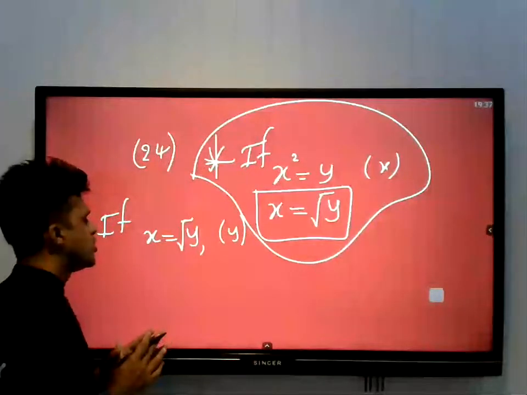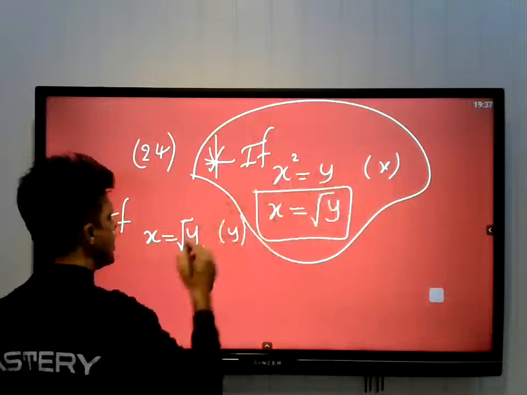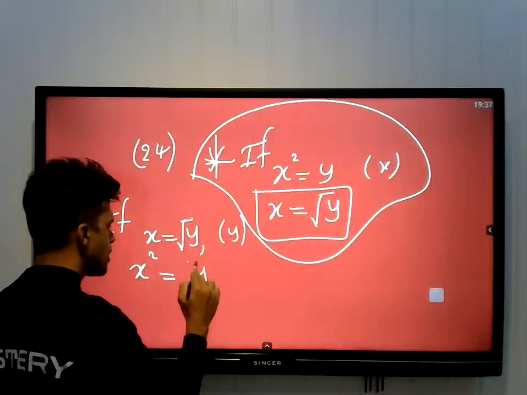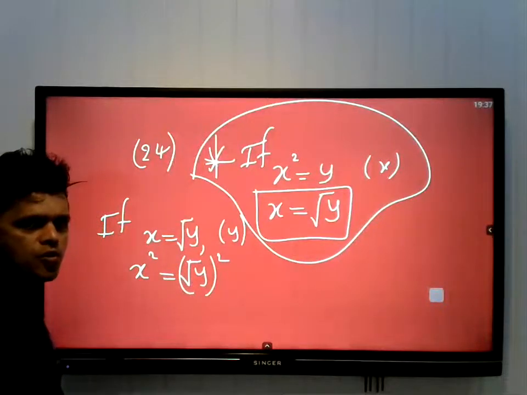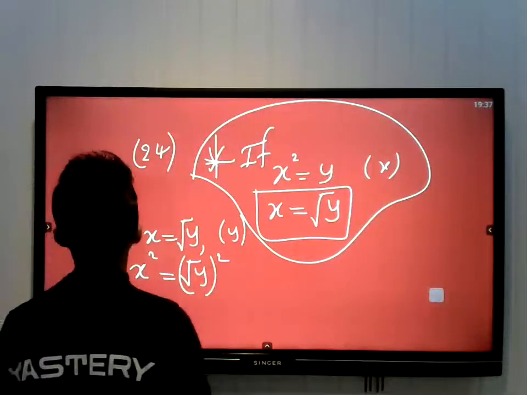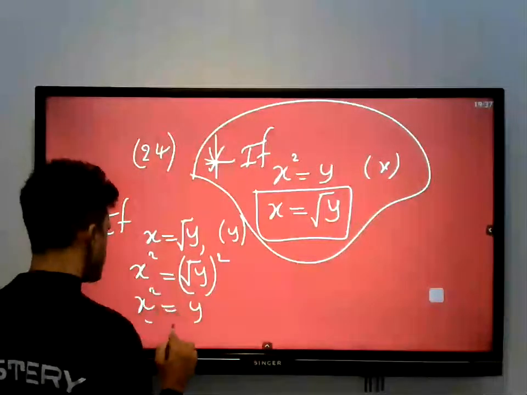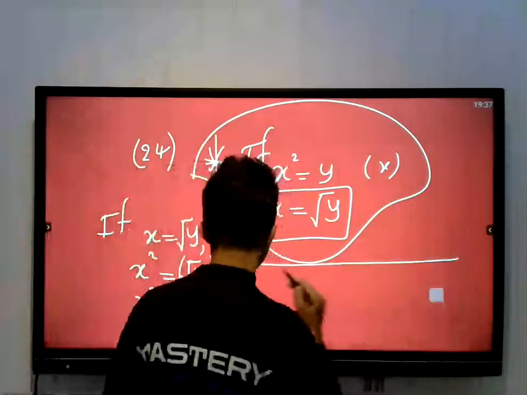What you have to do is square both sides. Actually, the answer is this one. So you need to square both sides: x squared and root y squared. When you get the square of root y, the answer is y. So y equals x squared. I will explain to you more the reason for this.